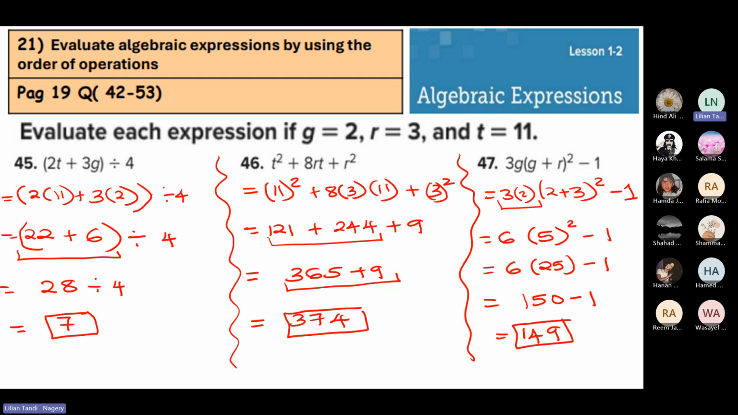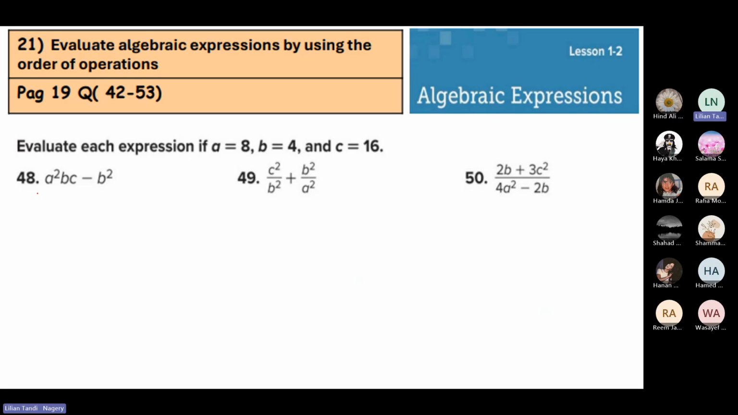Any question up to here? No. Okay. All right, so now let's do this one. A squared, parentheses 8 squared, which is 64, minus parentheses 4 squared. Okay, so this should give me, where's my pen? Okay, 64. And then this should give me 4.